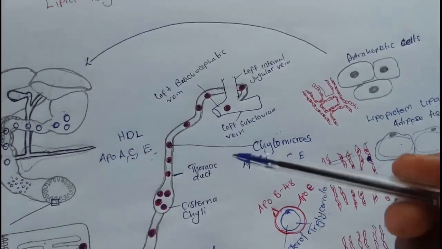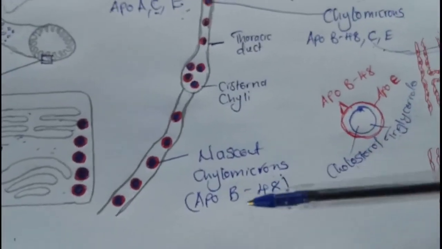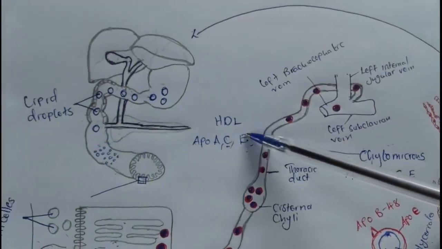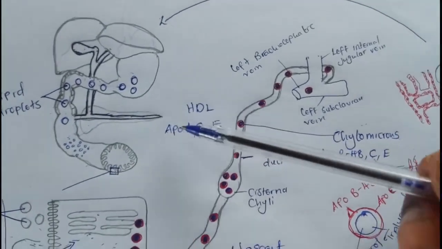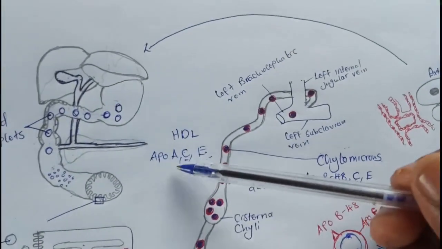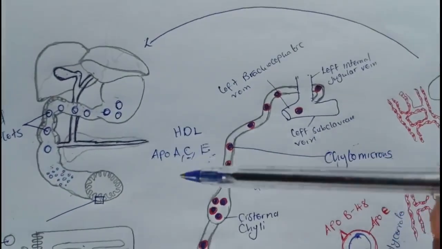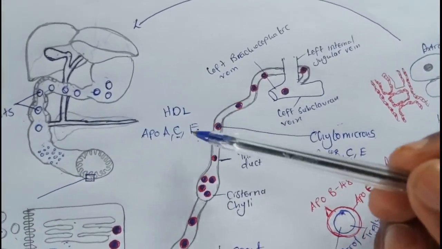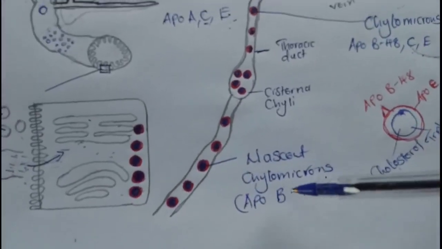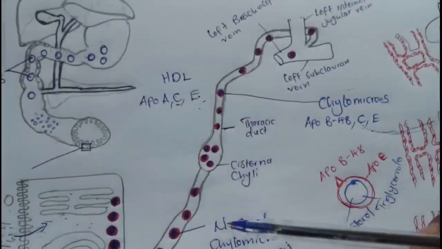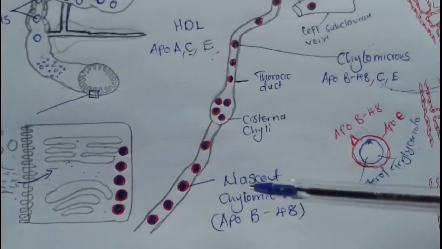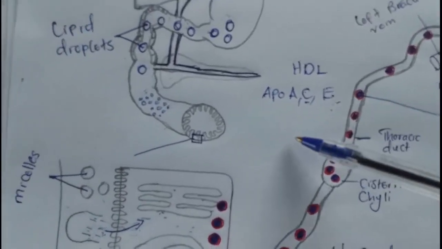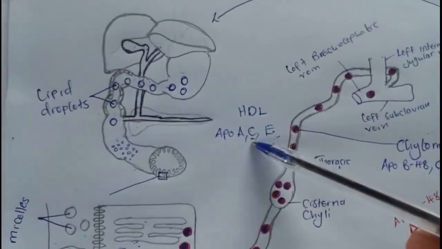So what will happen is that as these immature nascent chylomicrons are being transported, there is a circulating type of lipoprotein known as high density lipoprotein. So high density lipoprotein contains three types of apoproteins, which are ApoA, ApoC, and ApoE. So HDL will add ApoC and ApoE to the immature nascent chylomicrons. So this time HDL is the one that is activating this immature chylomicron into a mature chylomicron by adding another type of apoprotein, which is ApoC and ApoE.